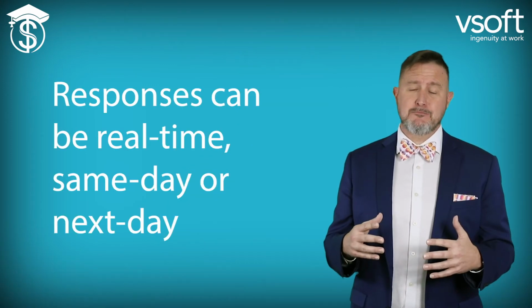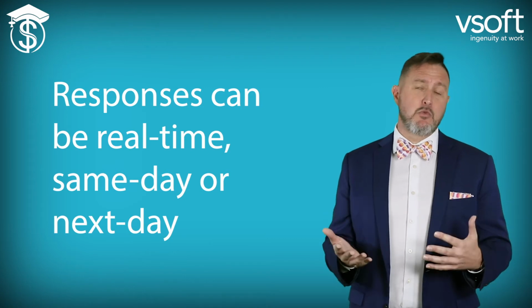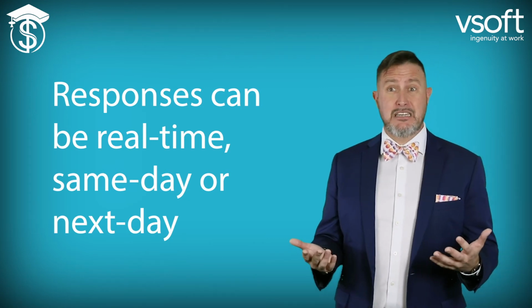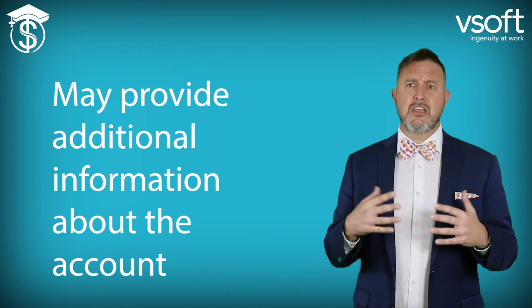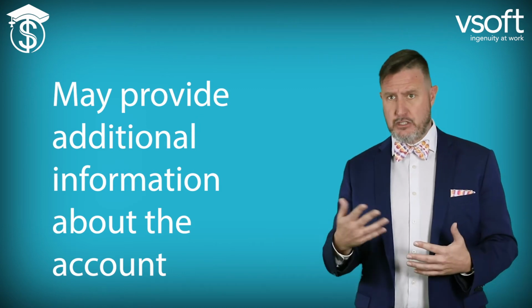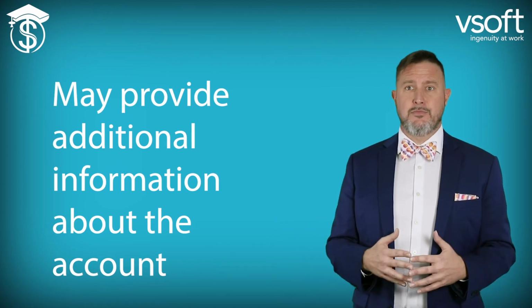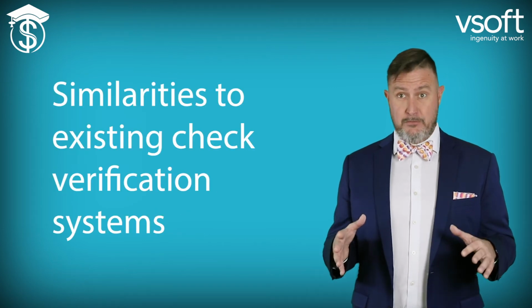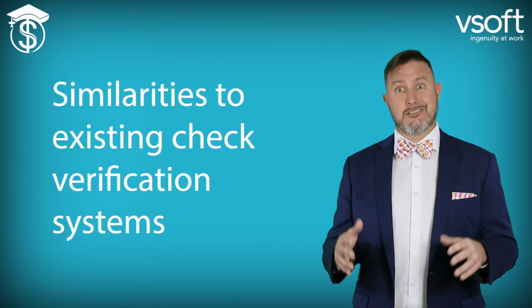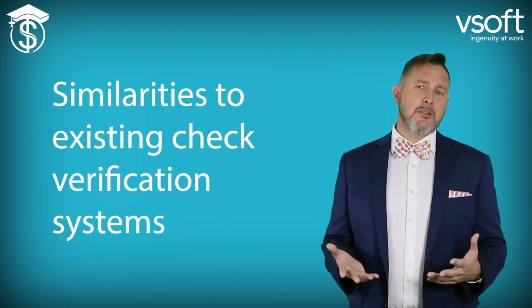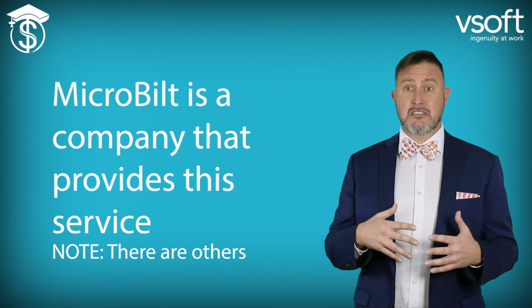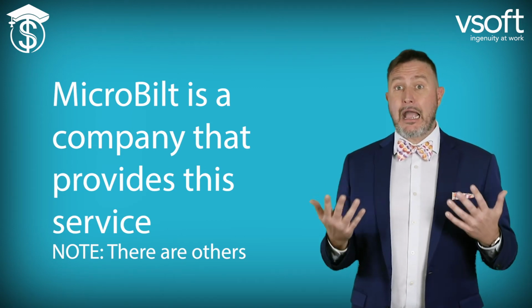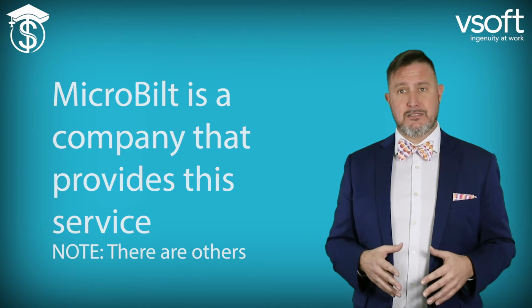Now these responses in this scoring can be real time, same day, or in some cases next day. And also in some cases they can do more than just validate the account numbers and ownership, including provision of information on the account itself, like the age of the account and if it has had returns. Think of it like our old check verification systems we've seen for years in the check world. An example of that would be something like Microbilt. Microbilt has services that they use to help perform account validation for web debits.